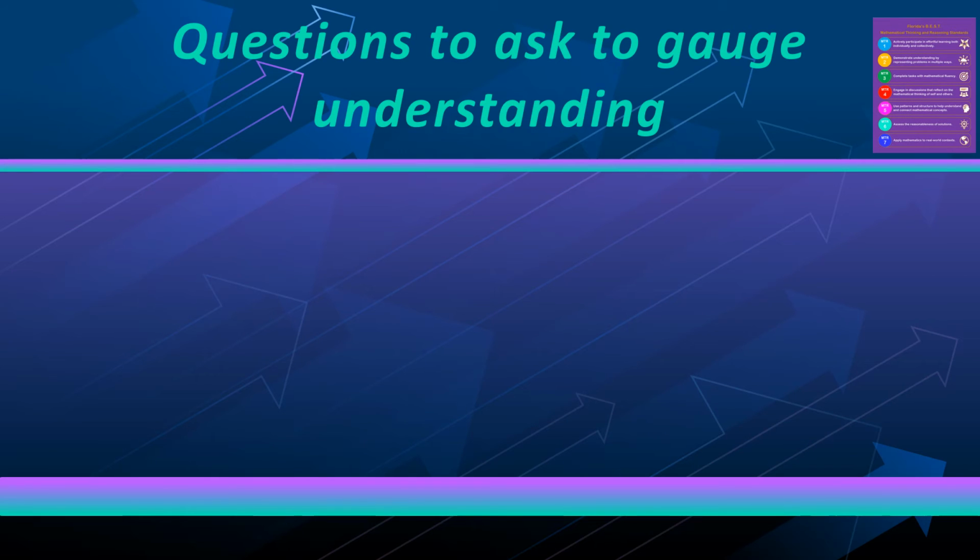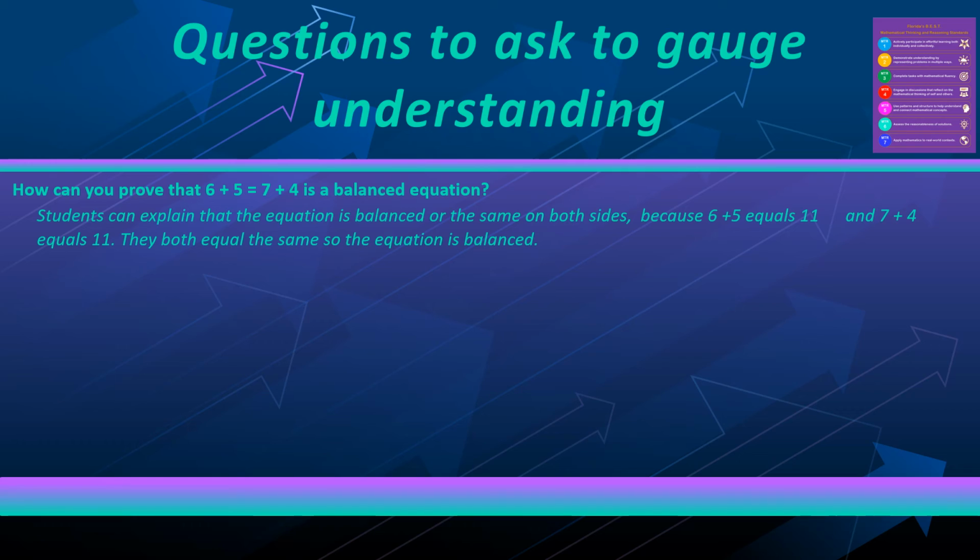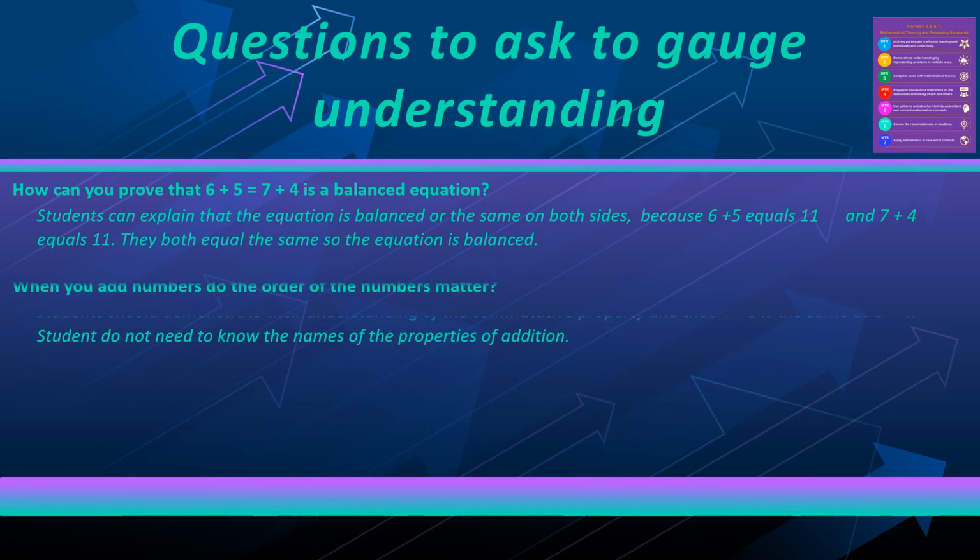As we visit classrooms, we may want to ask students questions to better gauge their understanding of the content. Here you see a couple of questions that we could ask our students. I could ask students to prove that 6 plus 5 is the same as 7 plus 4. A good response from a student could be something like, "Well, I know that 6 plus 5 equals 11, and 7 plus 4 equals 11. They both are the same, so the equation is balanced."